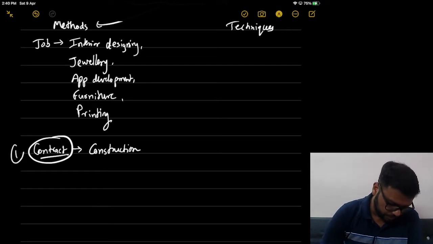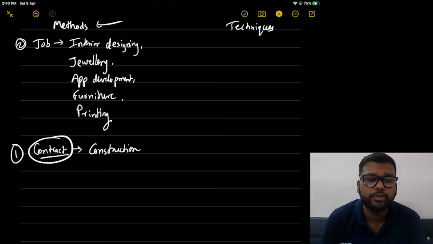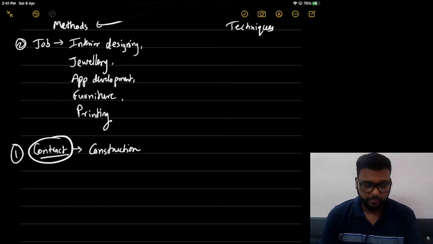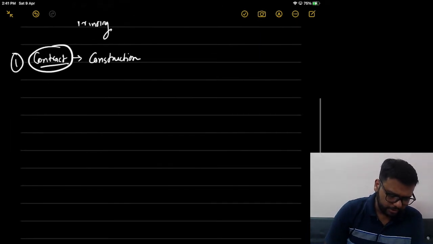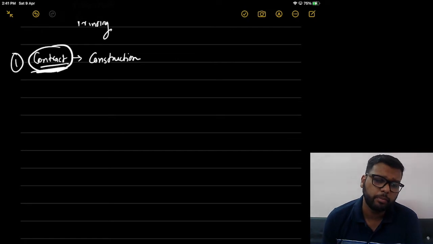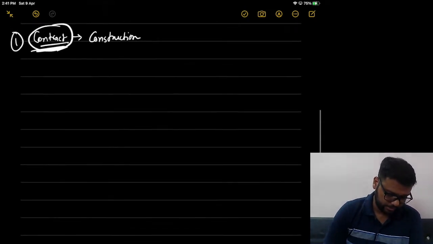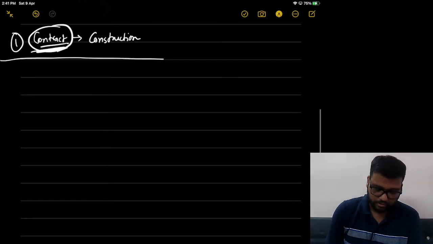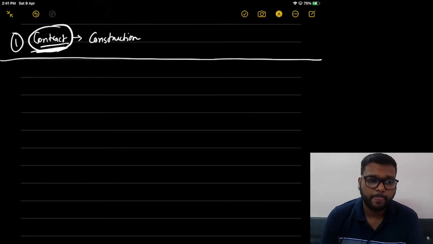First we are going to focus on this, then we are going to go to job costing because job costing is very easy. You don't have to do anything new in that. Contract costing is also easy. It is just a simple contract account we have to prepare, but we'll understand some terminologies and concepts. So let's start with contract costing.